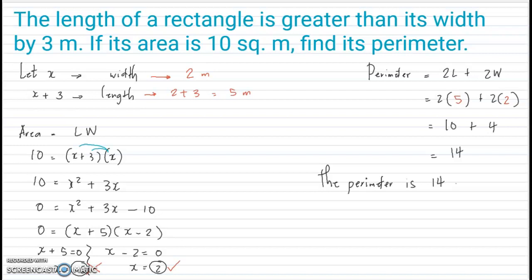Our unit is meters. Perimeter is the sum of all the sides of a rectangle. So 14 meters.